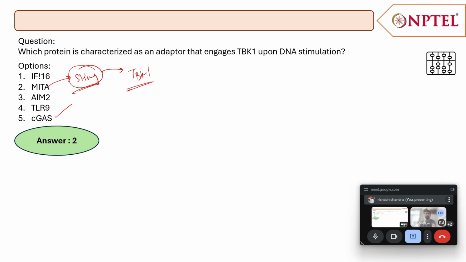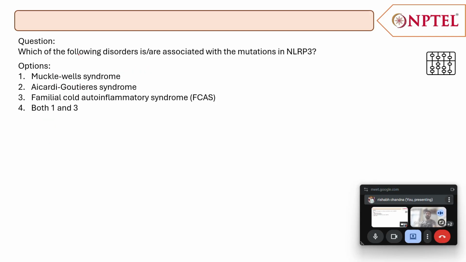Okay, so let's move on to the, that will be IFI, I guess IFI16. So this was mistakenly kept as exclamation. So this will be IFI16. So that is also a sensor for DNA that acts on both cytoplasmic as well as the nuclear membrane receptor. Okay, so let's move on to the next question. Which of the following disorders is associated with the mutations in the NLRP3? So what can be the correct answer?